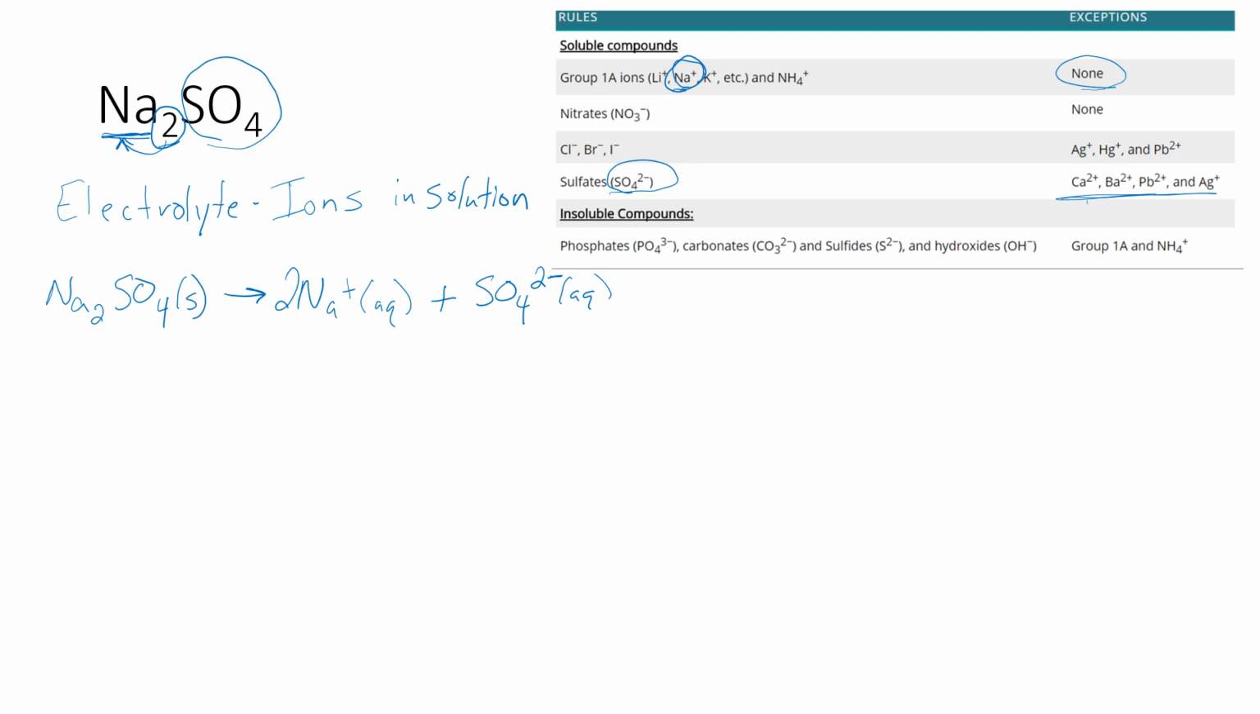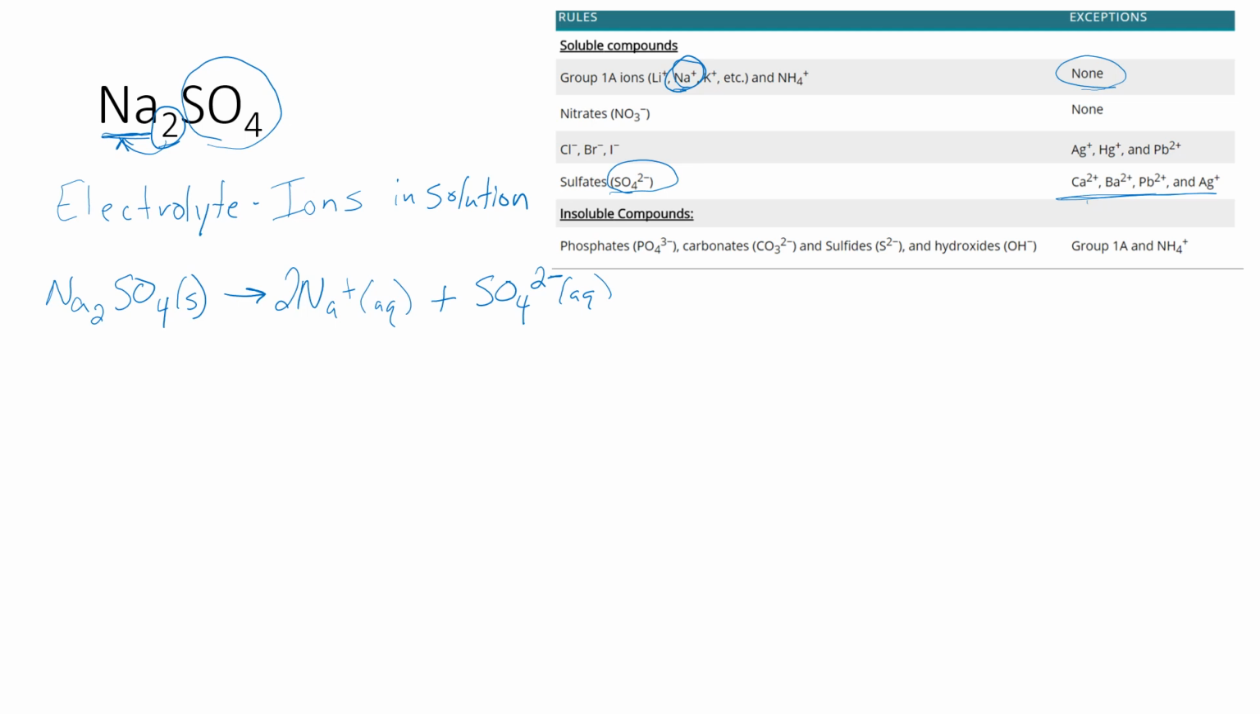We want to make sure it's balanced. So sodium, there's 2 sodiums. We have 2 sodiums on the left side and on the right side. We have 1 sulfate on the left side and 1 on the right side. Now for our model, they don't have to be fancy. I'm not grading you on your artistic ability. I just want to see if you understand what's happening on the molecular level.